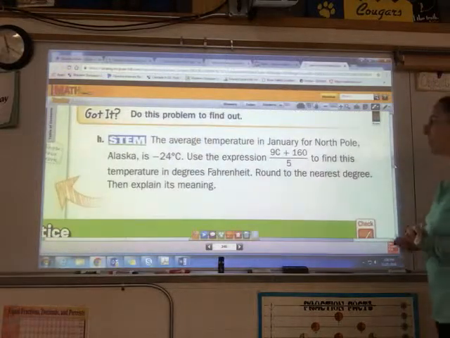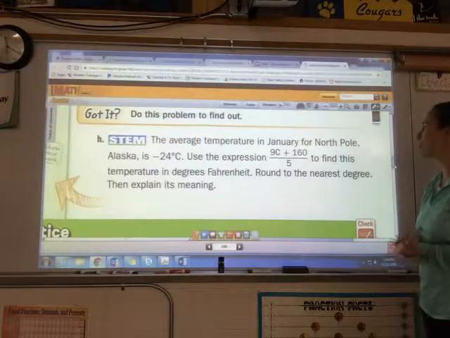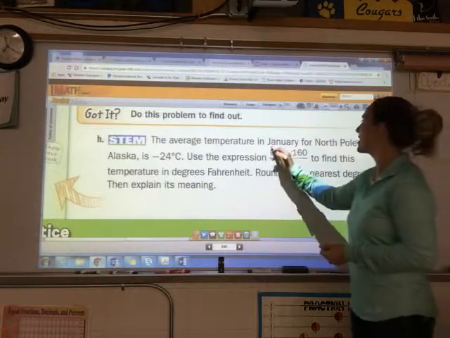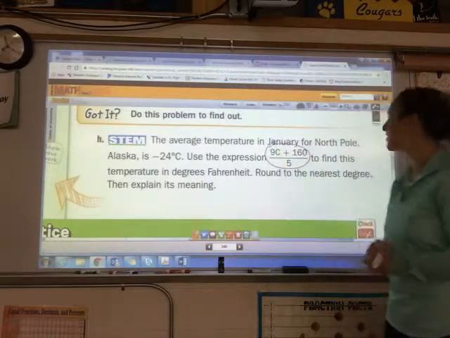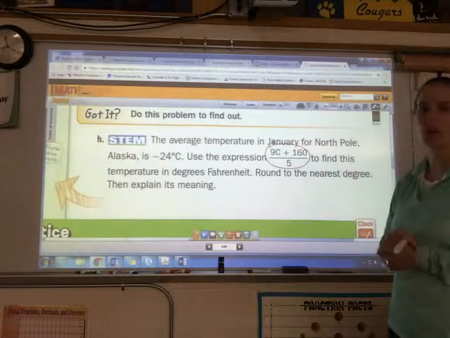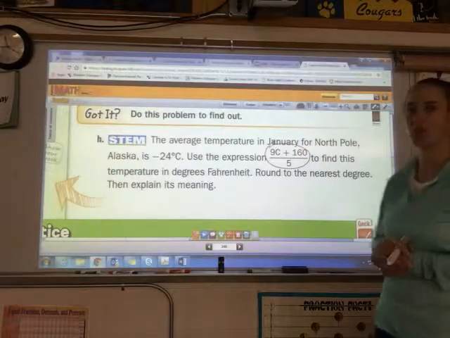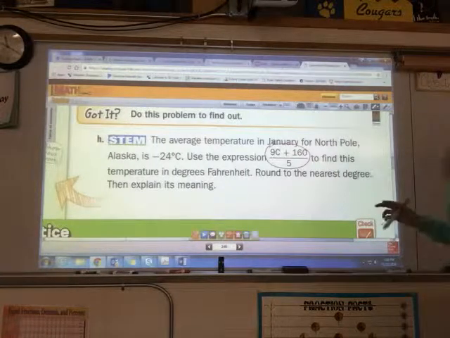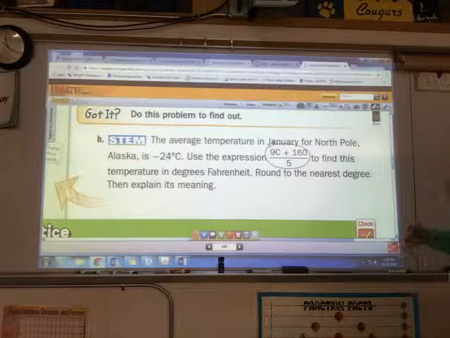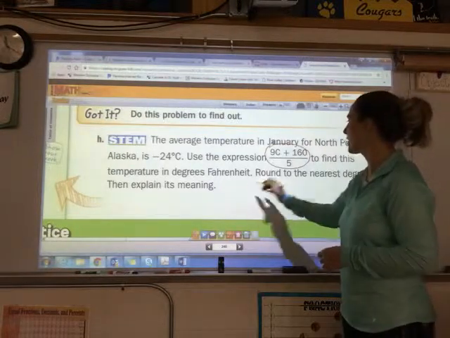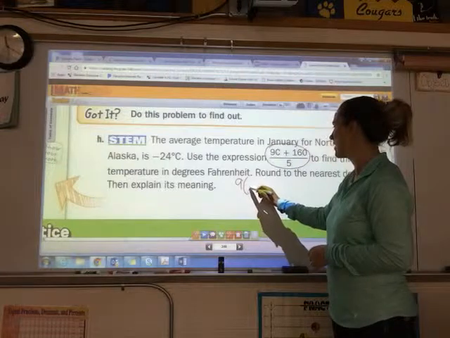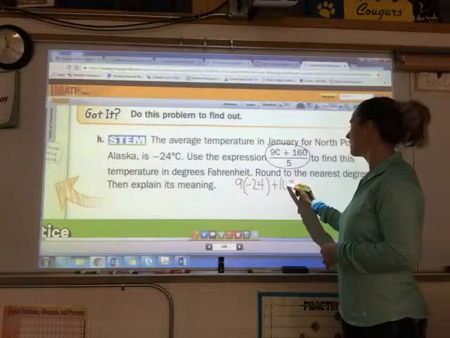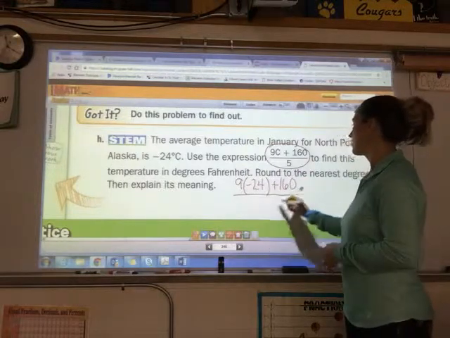Let's take a look at this practice problem. The average temperature in January for North Pole, Alaska is negative 24 degrees Celsius. Use the expression 9C plus 160 divided by 5 to find the temperature in degrees Fahrenheit. Round to the nearest degree, then explain its meaning. Remember, C is going to be our degrees Celsius. So one of the things we're going to want to do is take 9 times negative 24 plus 160 and then divide by 5.